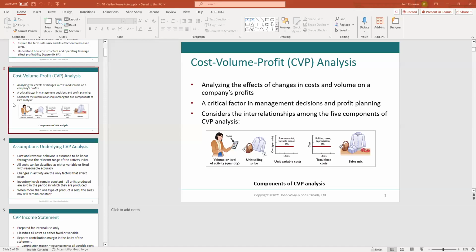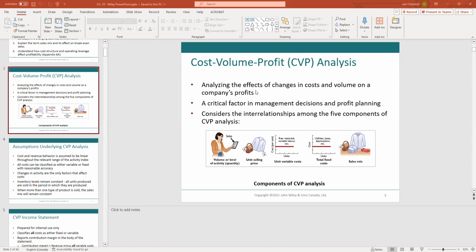Not gonna spend again too much time. I believe I spent more than enough time in the class. The cost volume profit analysis is a very, very interesting tool to show you the proper amount of sales as a dollar sales and proper amount of sales as a number of units in order for you to reach the point at which you cover all the cost, and after that you can start making profit.